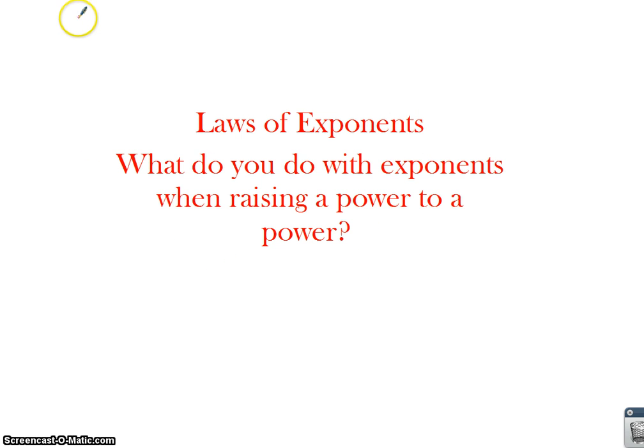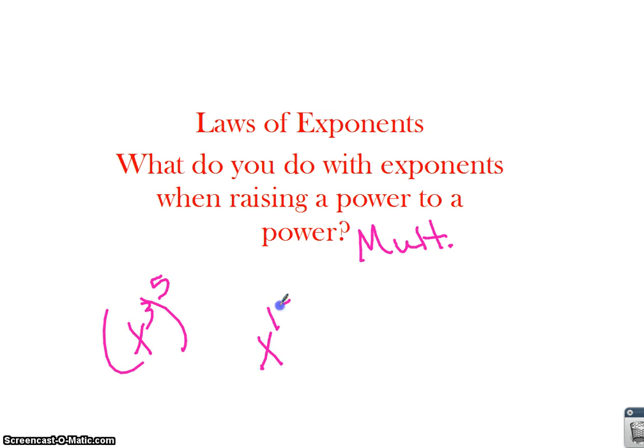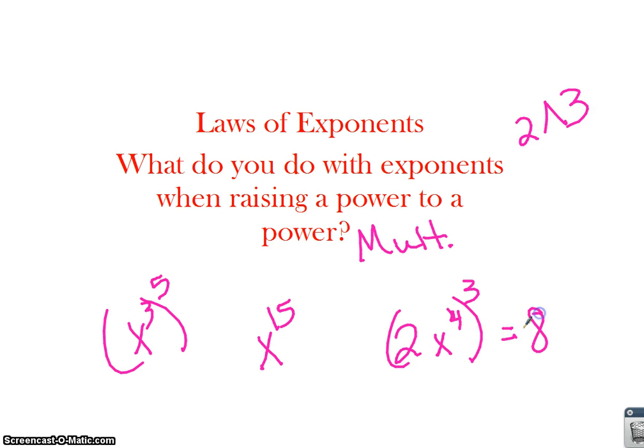What do you do with exponents when raising a power to a power? You multiply the exponents. So x to the third raised to the fifth becomes x to the 15th. Remember, though, that you raise the coefficient to the power. If I had 2x to the fourth raised to the third, 2 to the third, you would do 2 caret 3 in your calculator and get 8. x to the 4 times 3 is 12.